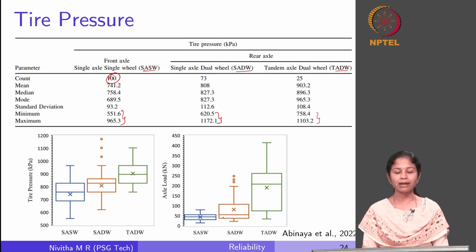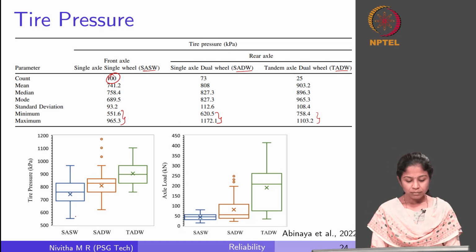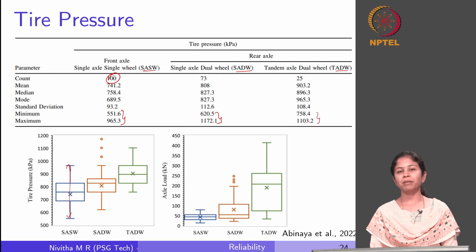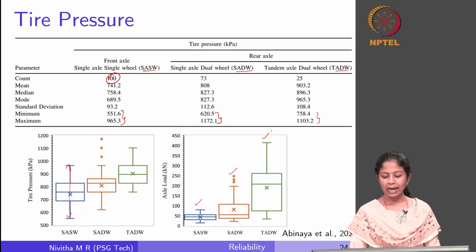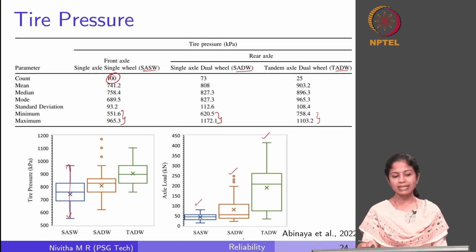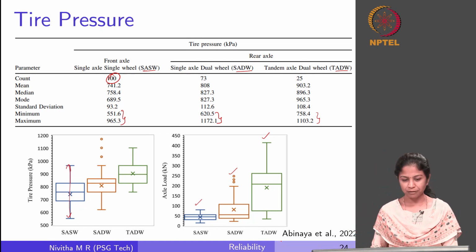So if I am plotting the tire pressure value for the single axle, I am getting a range of values. This is the degree of variability associated with this particular parameter. Similarly for single axle dual wheel and tandem axle. Similarly, if I am plotting the axle load for these vehicle categories, the range of variability is given here for single axle single wheel, single axle dual wheel and tandem axle dual wheel. So this is another parameter from the traffic perspective.